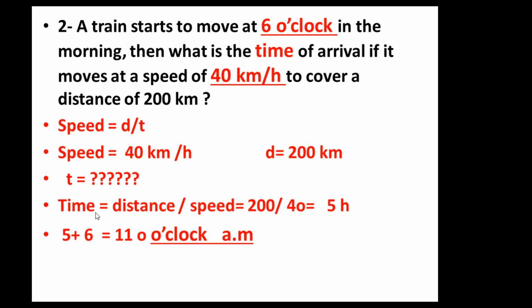So what is time? Time equal distance over speed. Substitute distance 200, speed 40, equal 5 hour. Time equal 5 hour, but the train starts at 6 o'clock. After 5 hour it is 11 o'clock AM.